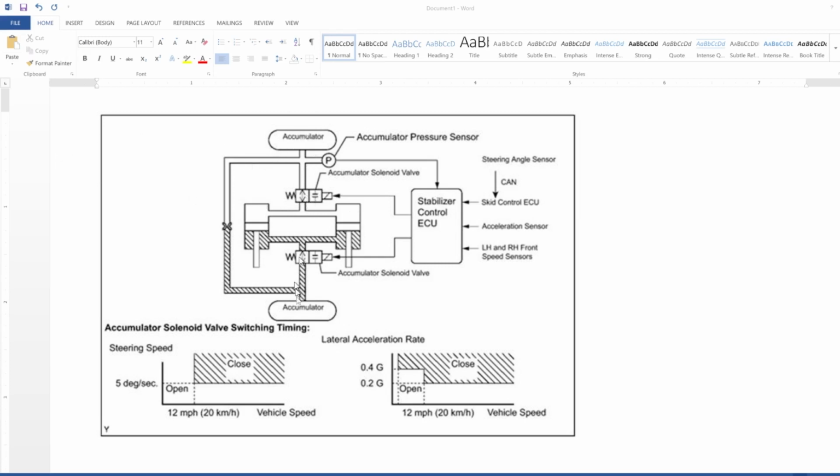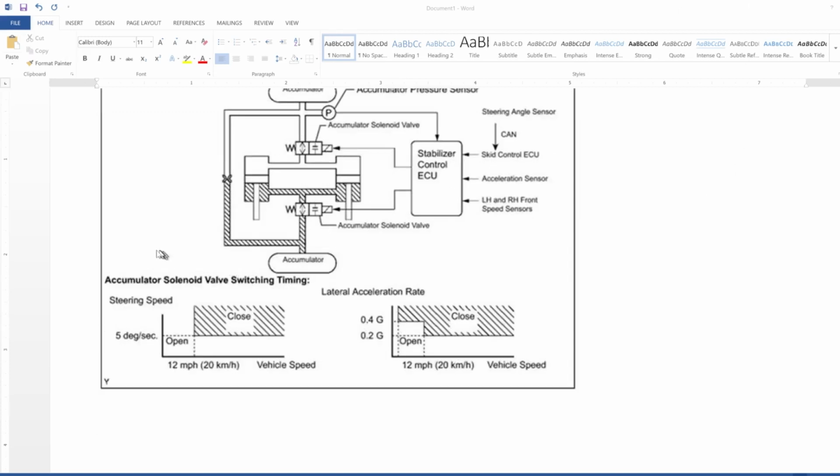What the accumulators and the accumulator valves do is allow the pistons to operate independently, and Kai does some testing in his video to show you that. So I don't need to go into that too much. What I want to focus on down here is this bottom part of the graphic. This is the switch timing. So this tells you the inputs that the logic uses to control these accumulator solenoid valves up here.